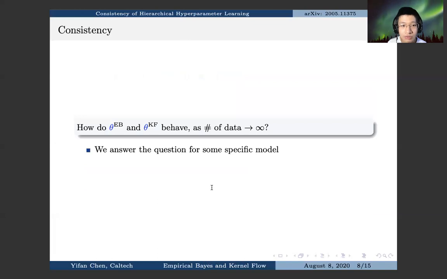So we have two different algorithms and two different estimators. The question we're going to ask is: how do they behave as the number of data goes to infinity? This is a consistency question. And in this work, we will answer this question for some specific models.